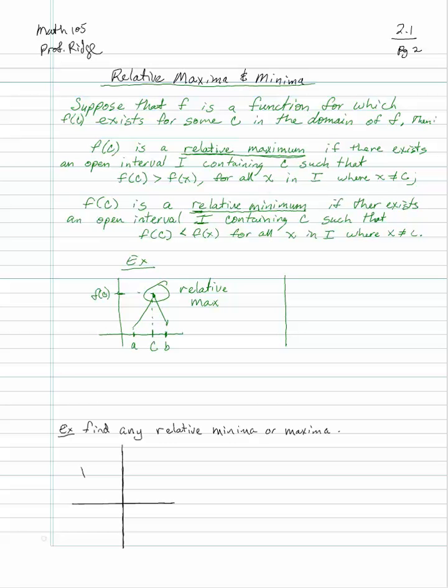Now for a minimum, we're looking for the bottom valley. It's right here. f of c, here's c. So f of c is a relative minimum. Okay, and again, it's the y value that is the relative min or max.